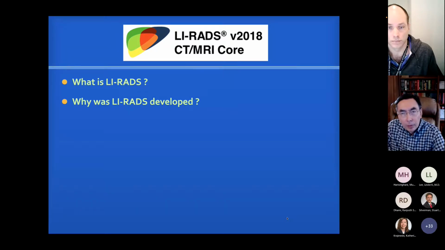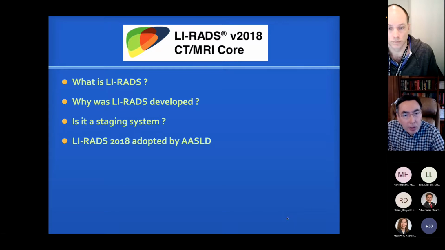And also, it was, of course, noted that we were often quite accurate in making an HCC diagnosis with imaging. So is it a staging system? No. The TNM is a staging system for HCC. We often use the clinical BCLC, which is the Barcelona Clinic Liver Cancer Staging System. The Barcelona staging system links the stage with the clinical performance status and with the clinical management strategy that's appropriate. So LI-RADS is simply a way to assign probability of HCC.